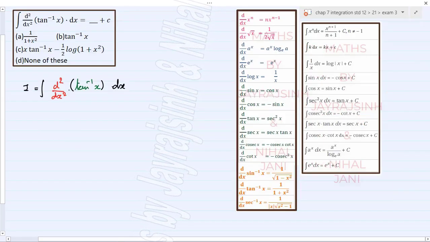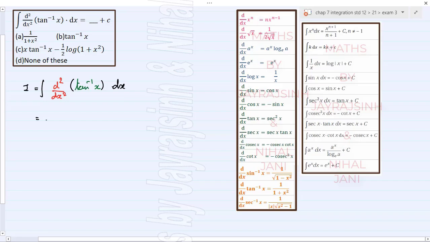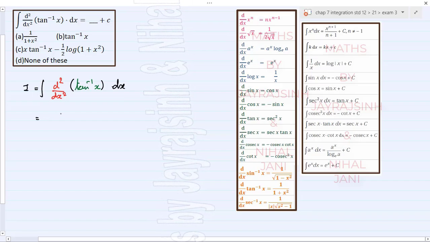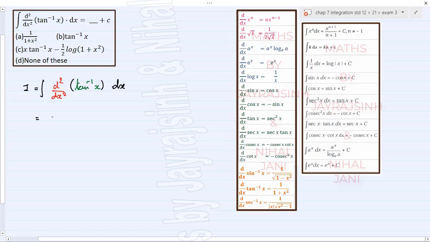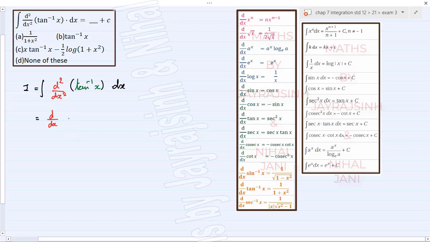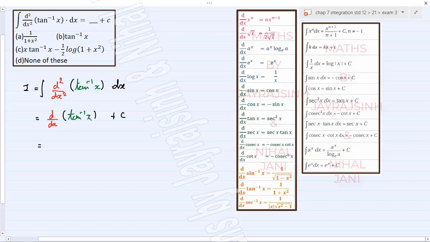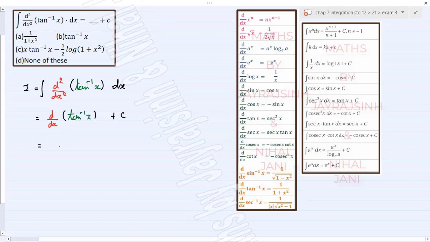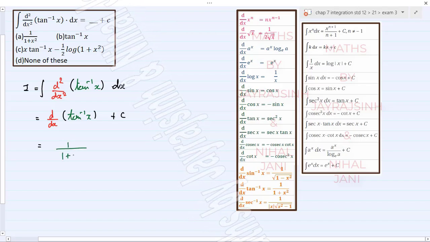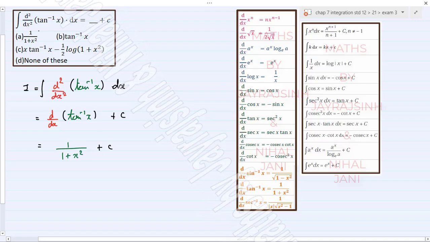Here we have to integrate the double differentiation of tan inverse x. As we know, differentiation and integration are inverse functions of each other. So we can say integration will reduce one order of differentiation. That means we just have to differentiate tan inverse x only one time plus c. As we know, differentiation of tan inverse x is 1 upon 1 plus x square plus c, which is given in option A.